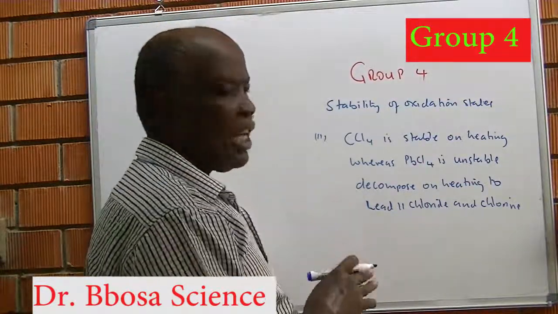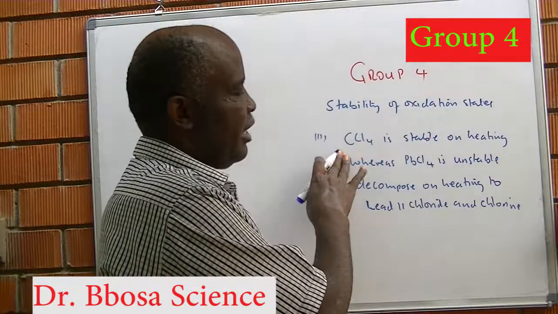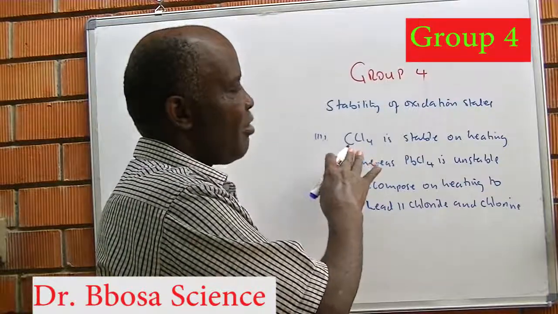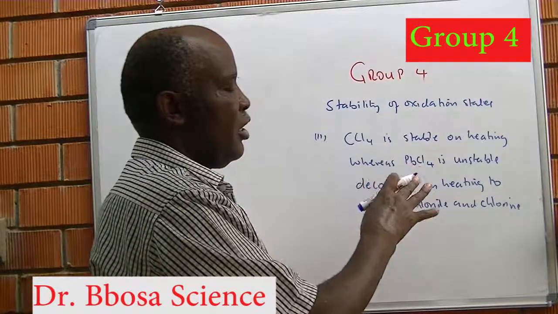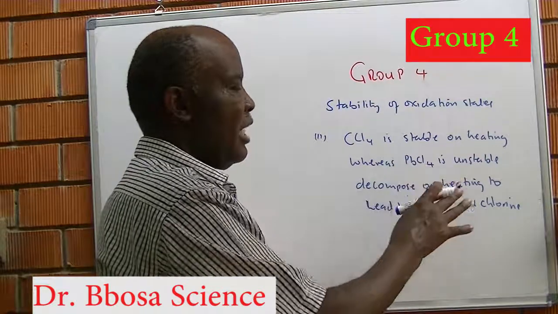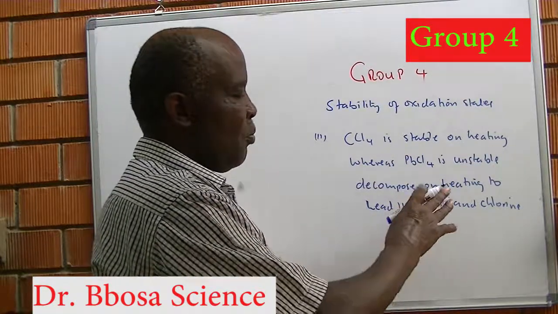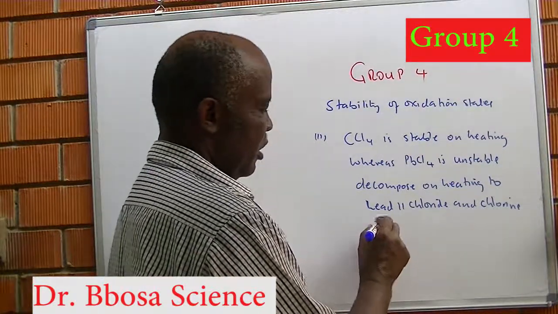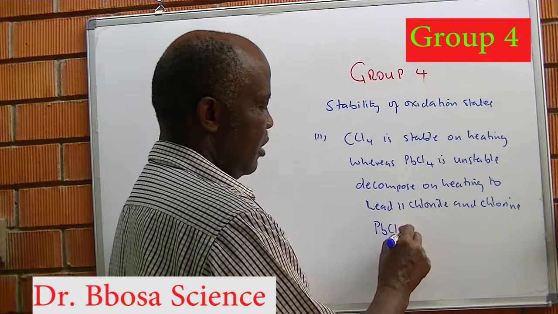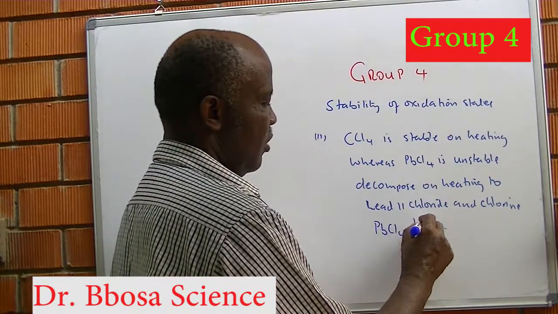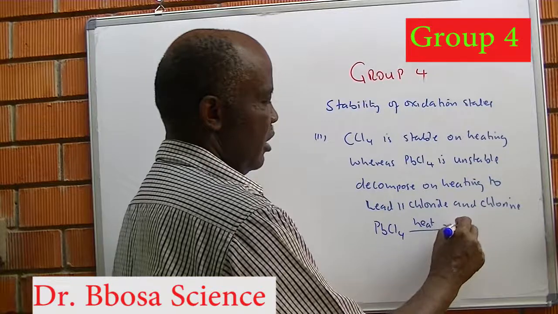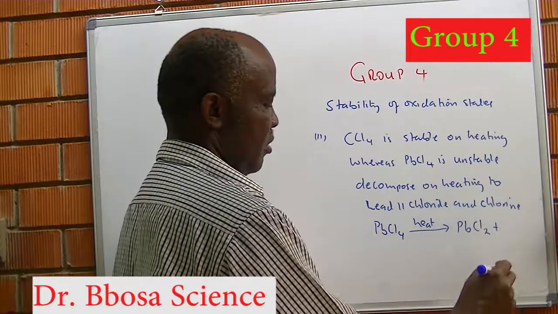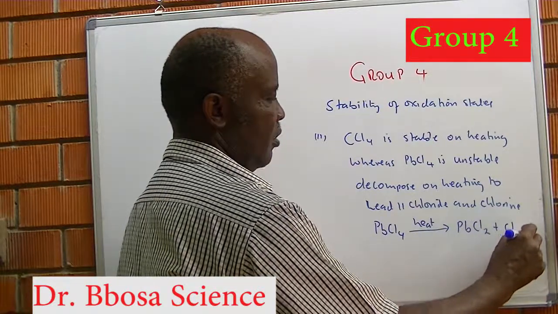Another example to illustrate the stability of the +2 oxidation state down the group is that carbon tetrachloride is stable on heating, whereas lead tetrachloride is unstable. It decomposes to a stable lead(II) chloride and chlorine. Lead(IV) chloride on heating will give you lead(II) chloride plus chlorine.